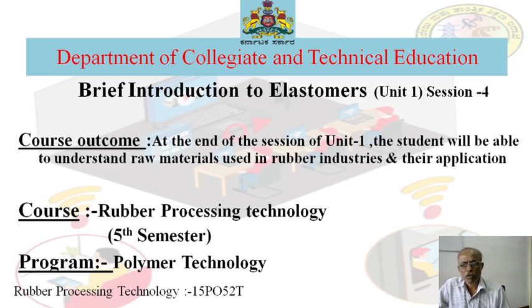Course is Rubber Processing Technology, 5th semester. Brief introduction to elastomers, Unit 1, Session 4. Course outcome: at the end of the session of Unit 1, the student will be able to understand raw materials used in rubber industries and their applications.